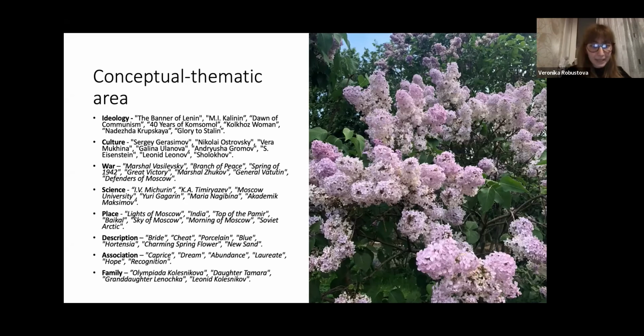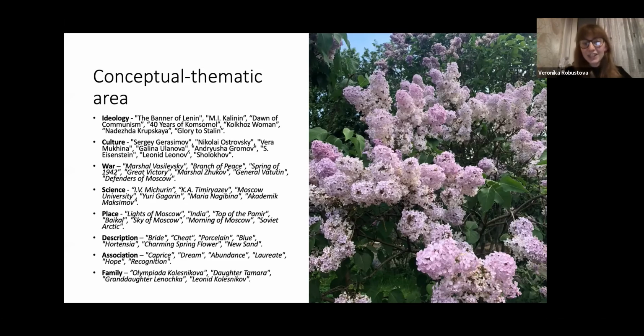Then place: lights of Moscow, India, top of the Pamir, Baikal, sky of Moscow, morning of Moscow, Soviet Arctic. A lot of names are dedicated to Moscow, because he spent most of his life in Moscow. Then description, and in description we almost find no proper names, and that's lights of Moscow, and this sort of lilac changes its color, depending on the part of the day. During the day it is light, at night it becomes darker.